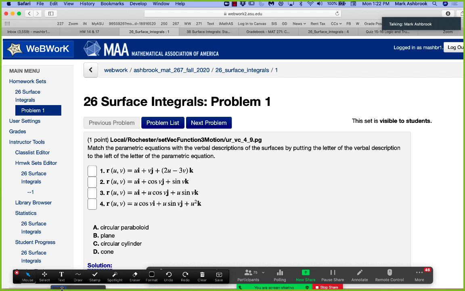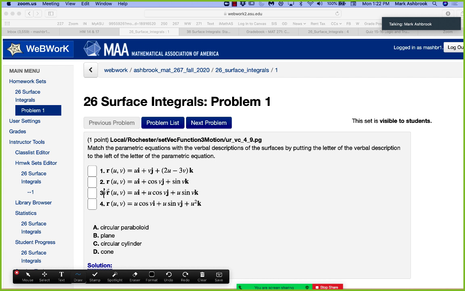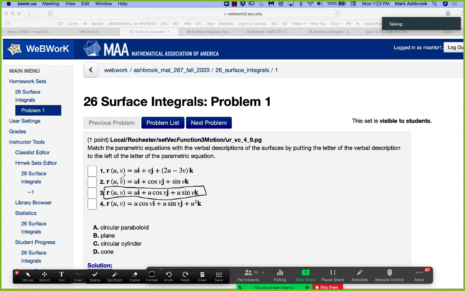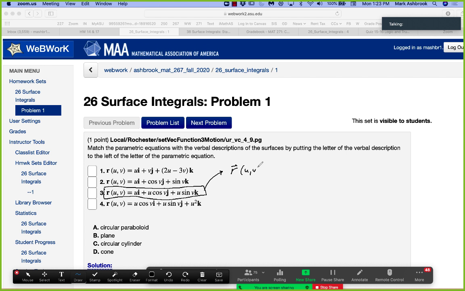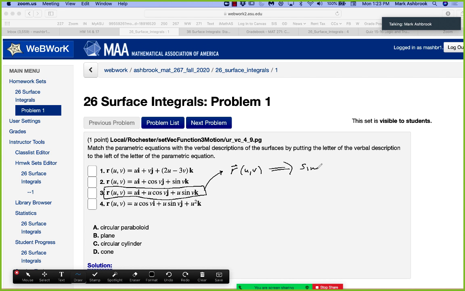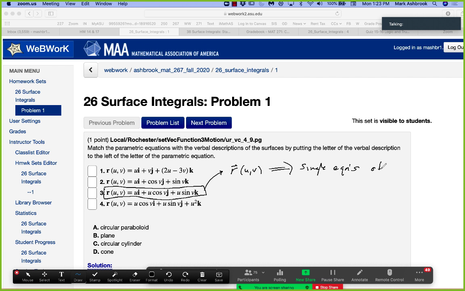So this now is, say, given a surface defined parametrically, can you write it as a single equation of x, y, and z? We know that's our surfaces, right? Single equations of x, y, and z. That's how we talked about surfaces all semester.